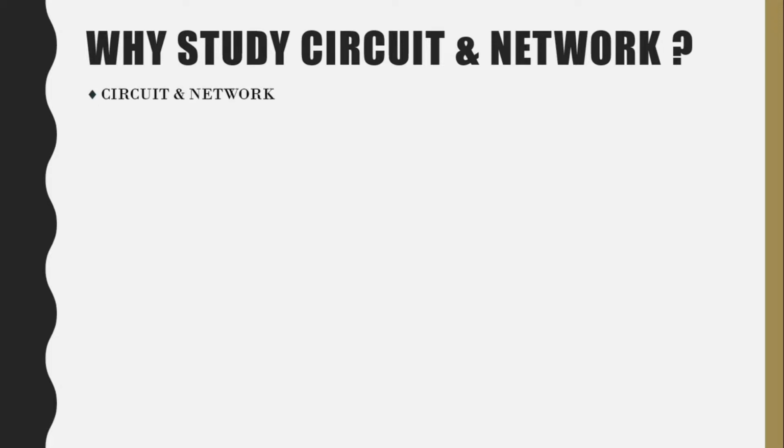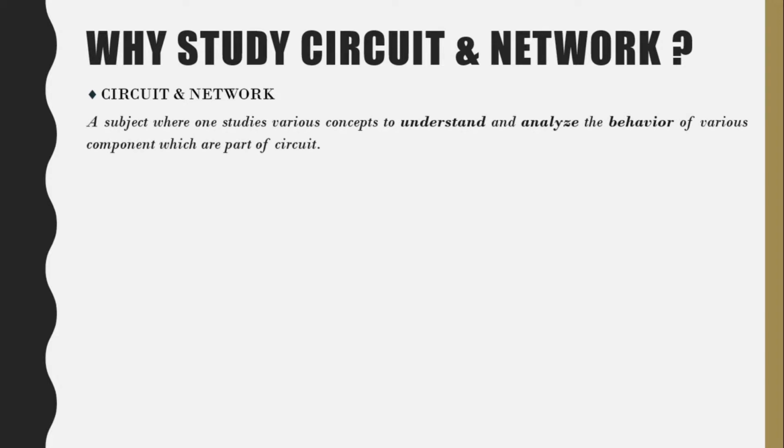So circuit and network is a subject, it is a branch actually, which is described as the phenomena that deals with mathematical models. So all these elements which you see around, they are mathematically modeled and brought on paper. So physical circuit is an interconnection of different apparatus, but to draw it on a paper, we symbolize them. So circuit and network is nothing but a subject where one studies various concepts to understand and analyze the behavior of various components which are part of the circuit.